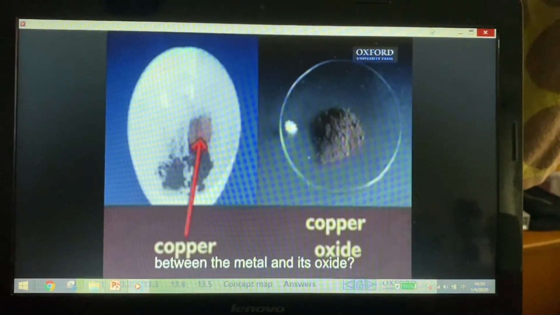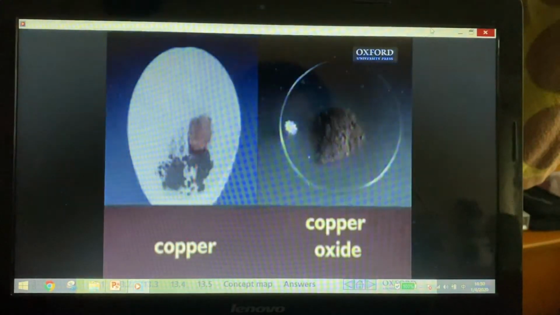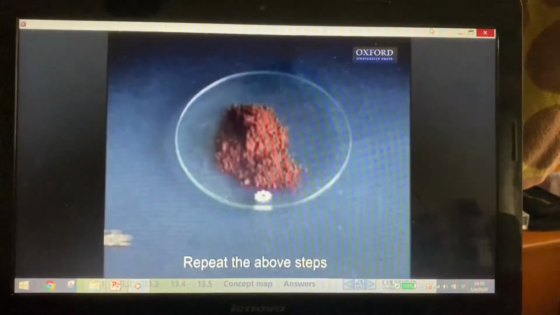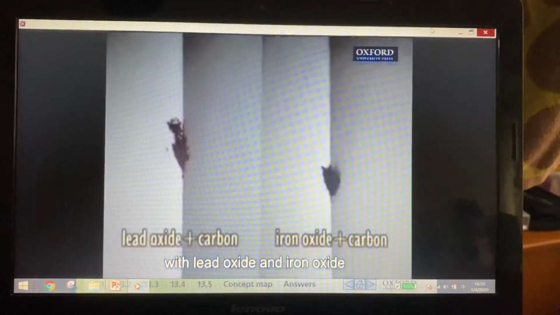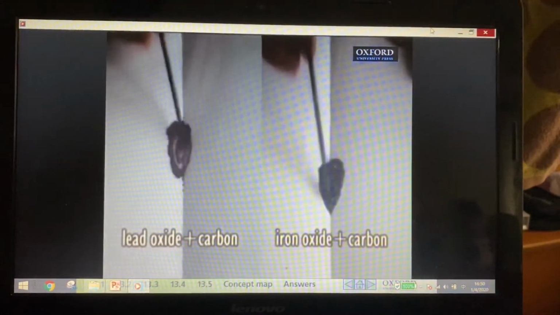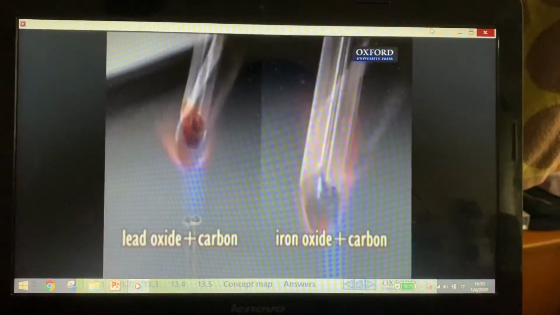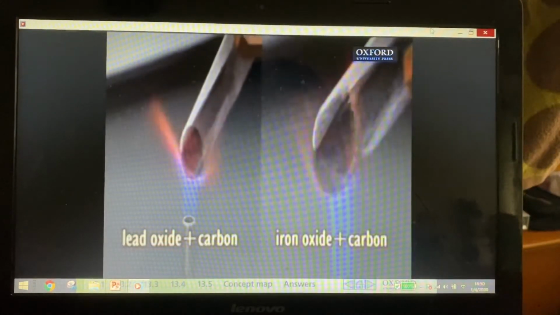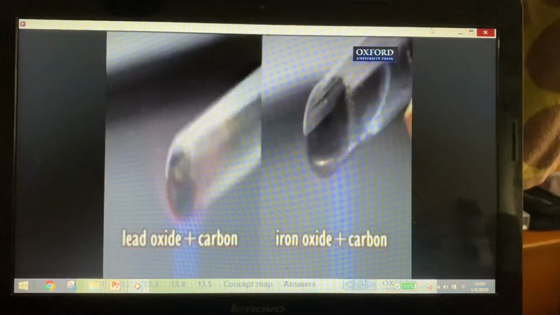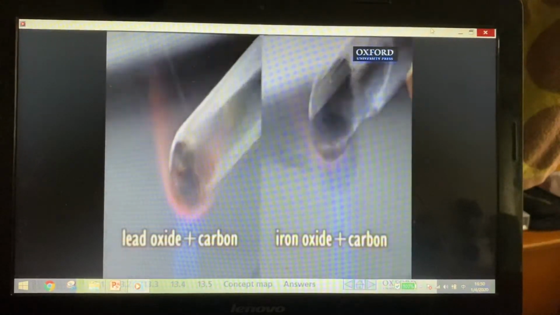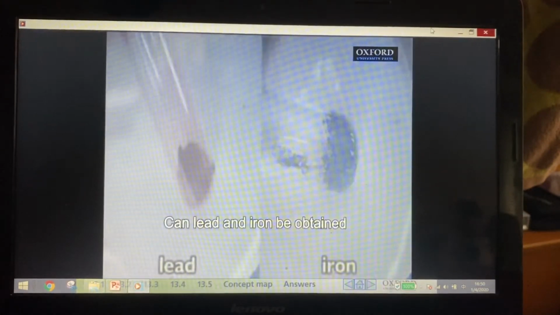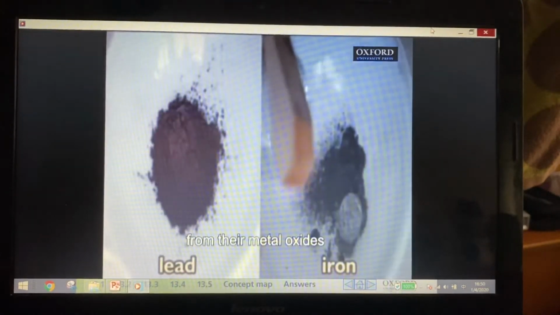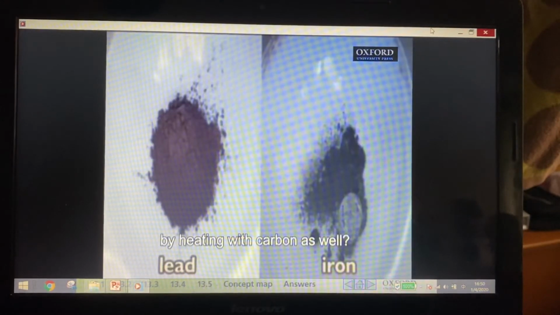Any differences between the metal and its oxide? Repeat the above steps with lead oxide and iron oxide. Can lead and iron be obtained from their metal oxides by heating with carbon as well?